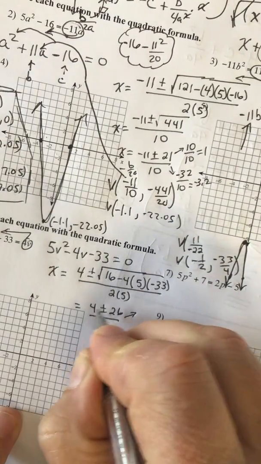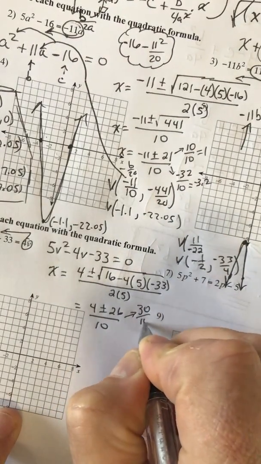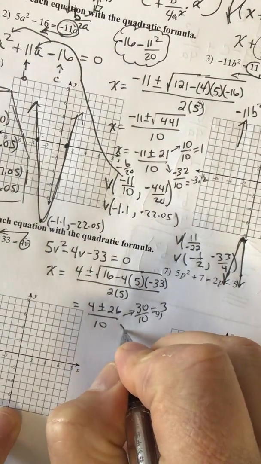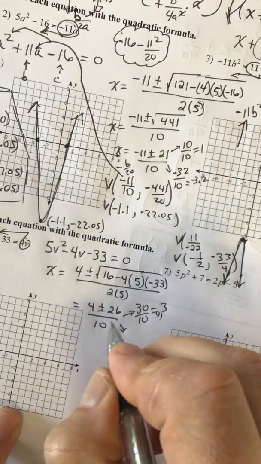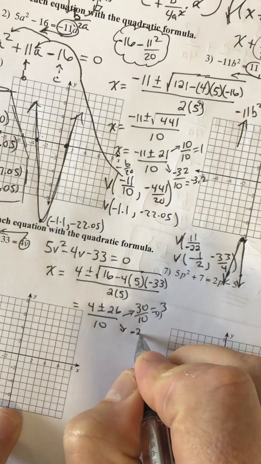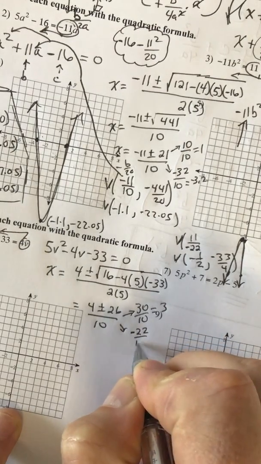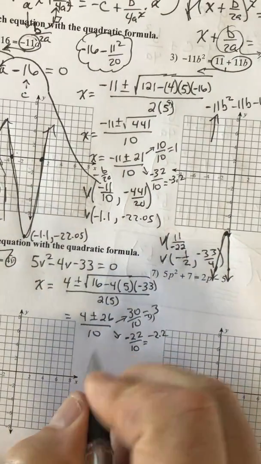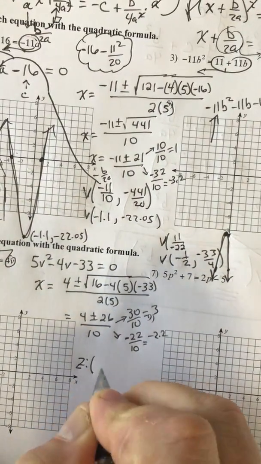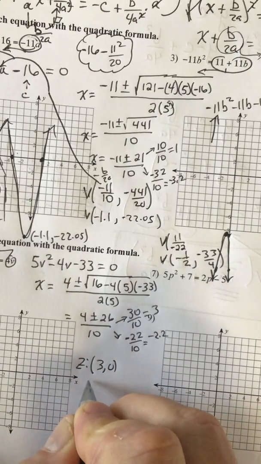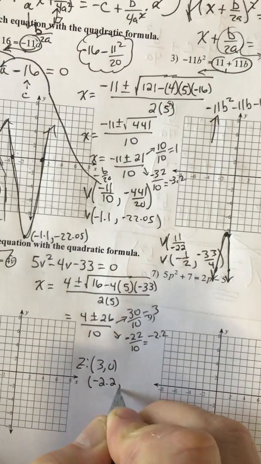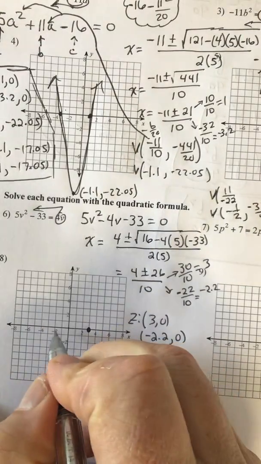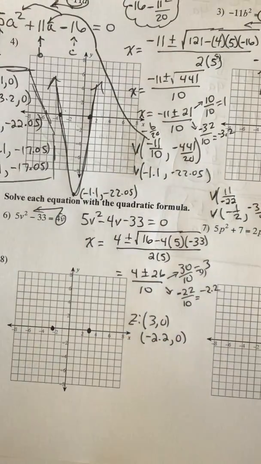So that means it's 4 plus 26 over 10. So one of the answers is 3. And it means 4 minus 26. So 4 minus 26 is negative 22 over 10, which is negative 2.2. Okay, so there are zeros: (3, 0) and (negative 2.2, 0). So (3, 0) is right there, and (negative 2.2, 0) is right there.